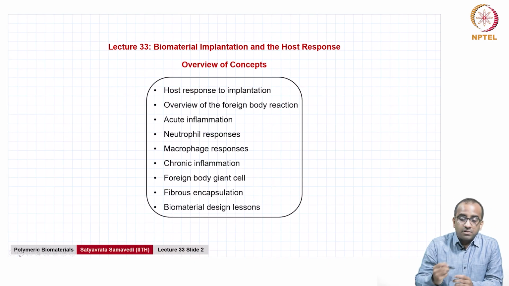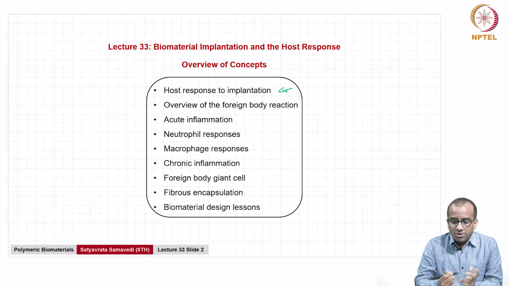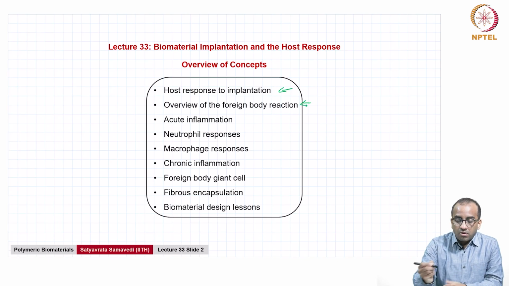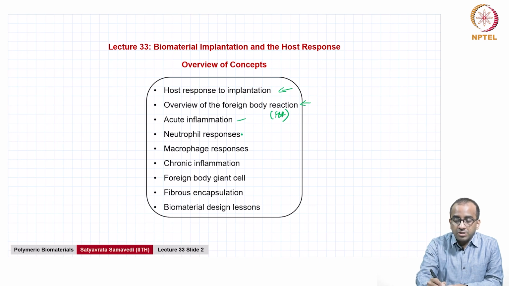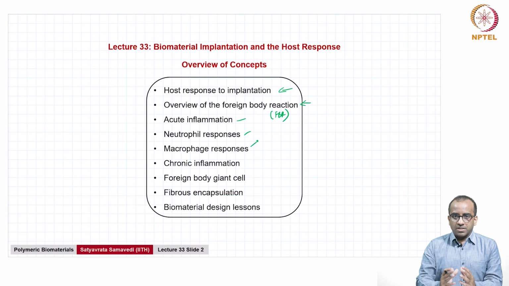So as part of today's lecture, we will be looking at first some broad overview of the host response to implantation of biomaterials. And then we will look at what is famously called the foreign body reaction or FBR. We will look at an overview of that and then different aspects of it, particularly acute inflammation, which involves many cell types, but primarily neutrophils and macrophages, whose responses we will look at as a representative set of examples from that set of processes that are included in acute inflammation.